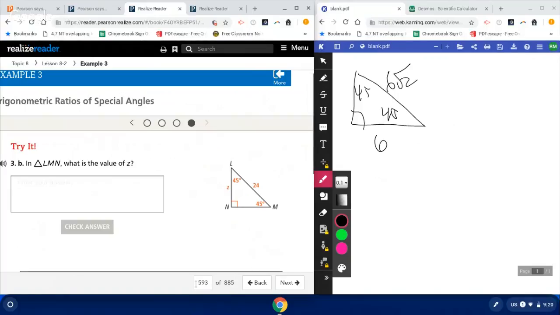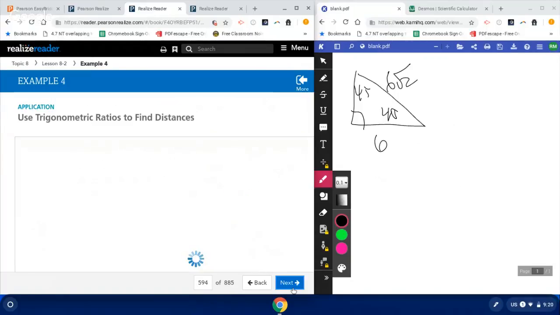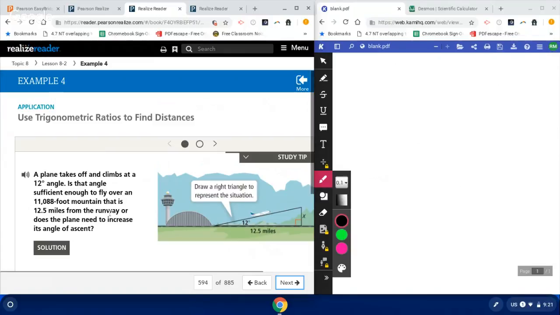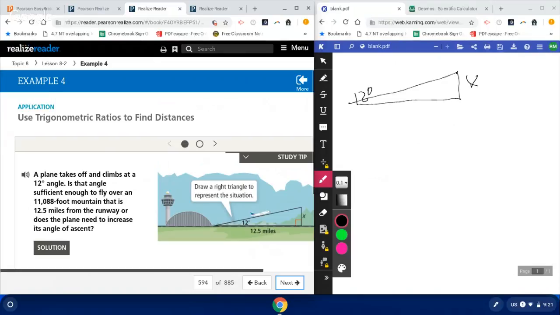I'm going to go on to this next page. So on this one here, we're actually going to use a calculator. You can notice that they are not going to let us have a calculator if it's a 30, 60, 90 or a 45, 45, 90. This is 12 degrees, so we're going to be able to use a calculator on this one. So all we have to do is set up the equation that works. Let's go ahead and draw this picture in our notes. That's 12 degrees, that's x, and that's 12.5.